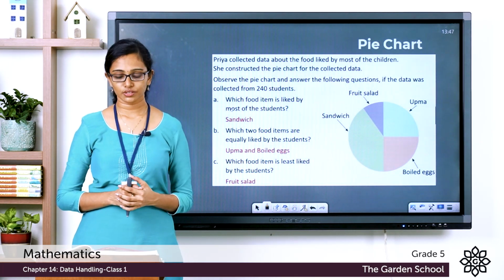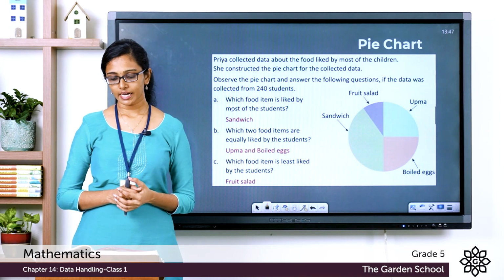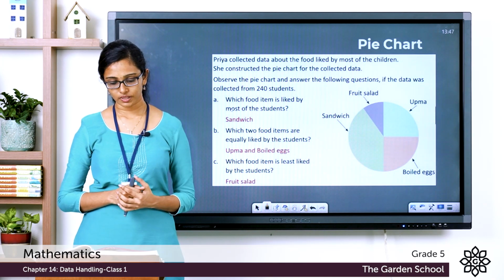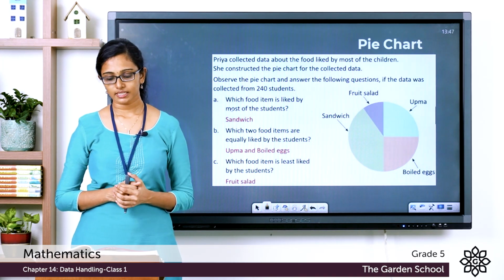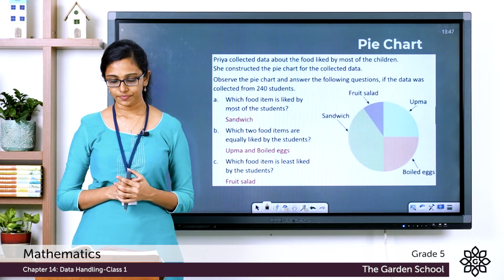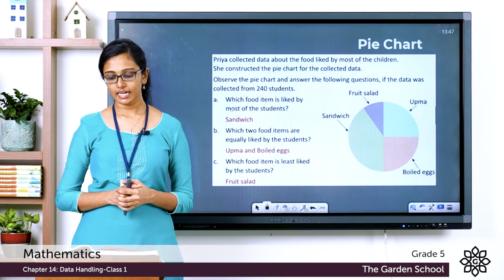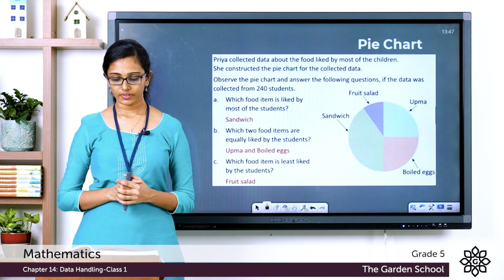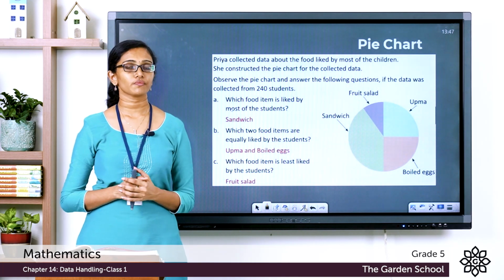Now this is a question from your textbook, page number 201. Let me read the question to you. Priya collected data about the food liked by most of the children. She constructed the pie chart for the collected data. Observe the pie chart and answer the following questions if the data was collected from 240 students.